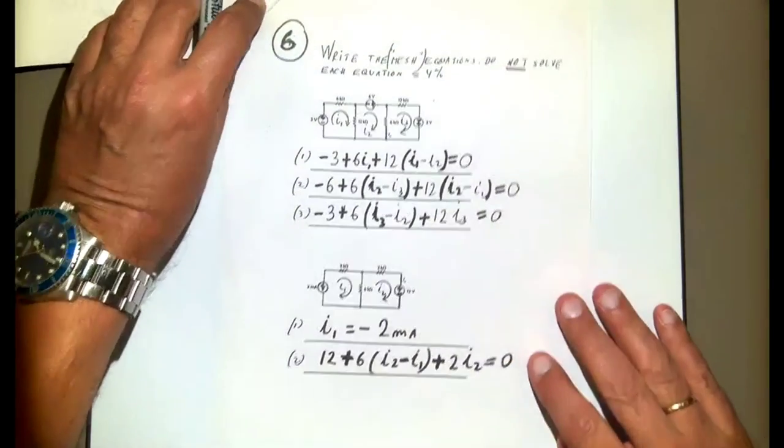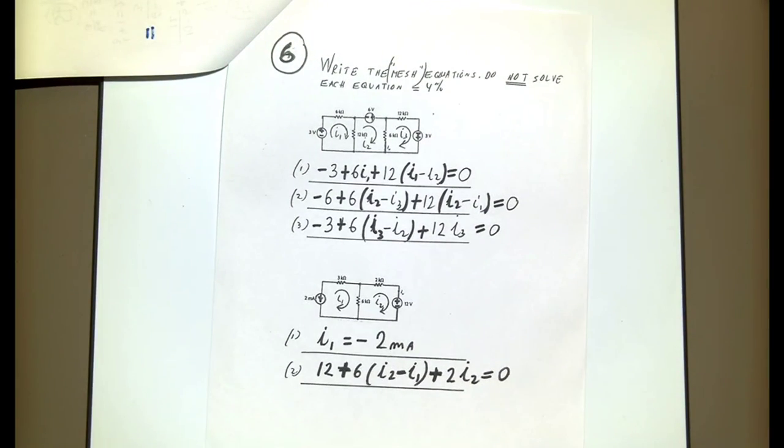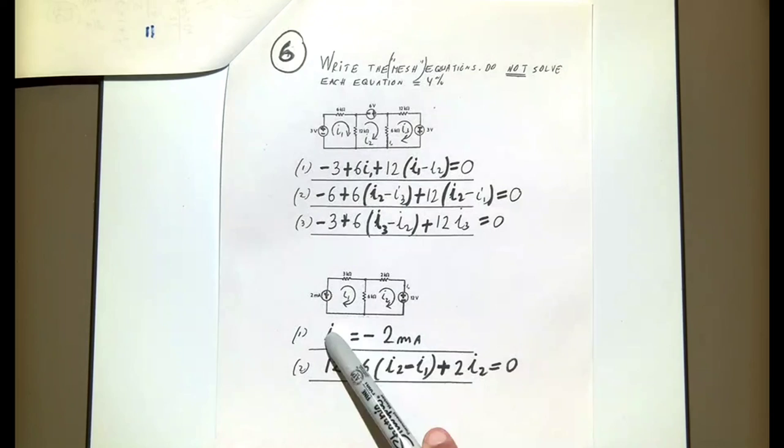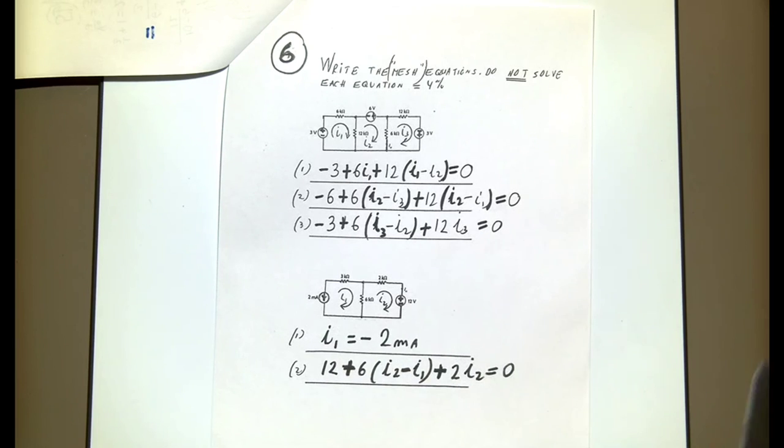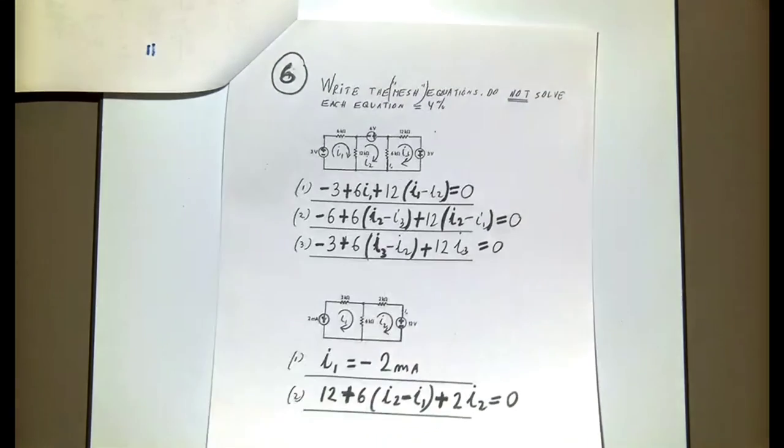Question 6 was obvious. I think all of you got it right, except one equation here. Some students did not do this equation, for I don't know what reason, but question 6 was a gift.